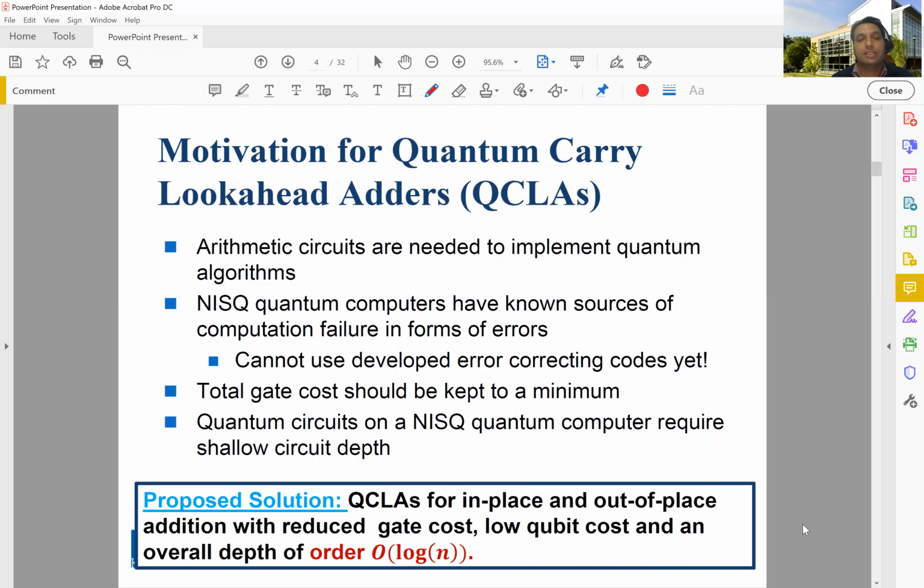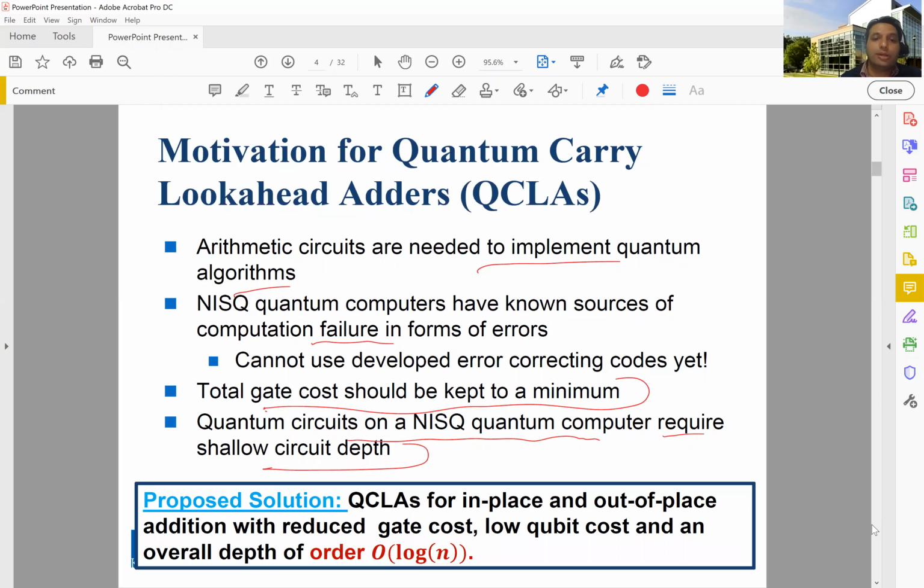So motivation for these carry look adders: the arithmetic circuits, as we discussed already, are needed to implement these quantum algorithms. NISQ quantum computers have known sources of computational failures. And since NISQ computers are right now within less than 100 qubits, it might be possible that in the future it may go up to 1000 qubits, but still they are not sufficient that you can put some error correcting codes on them. So there are some challenges. The challenge is that the total gate cost should be capped to minimum, and moreover, the quantum circuits on the NISQ machines require shallow depth circuits.